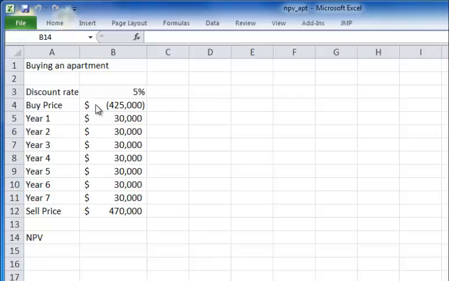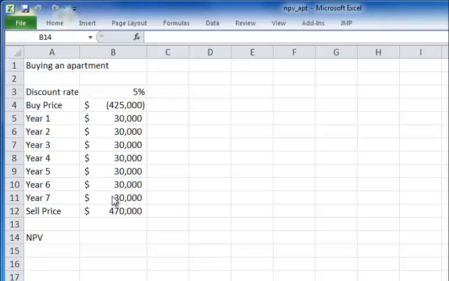This apartment costs $425,000 as an initial investment, and after he buys it, at the end of each year, he expects cash inflow to be $30,000 per year. And he expects to hold this apartment for 7 years.